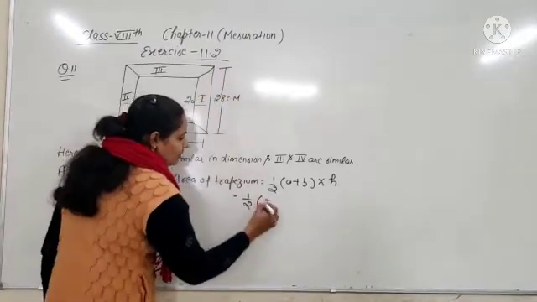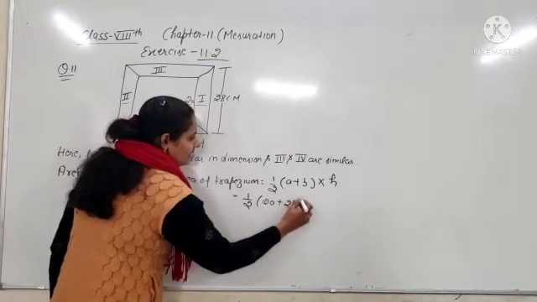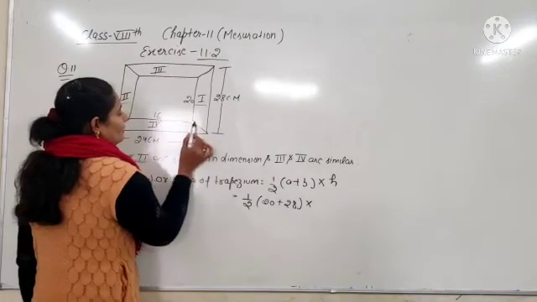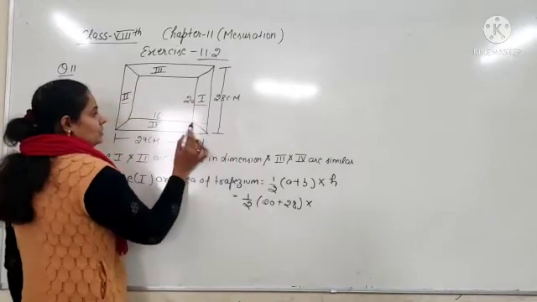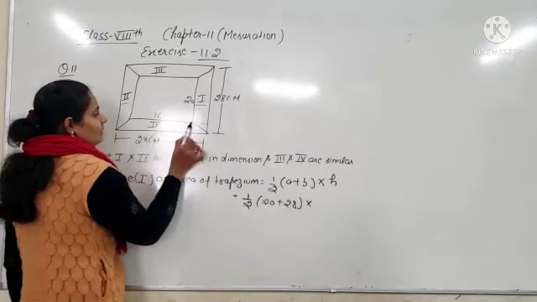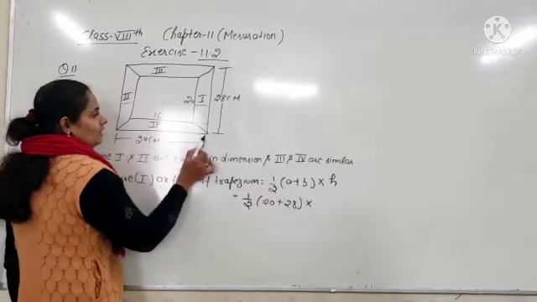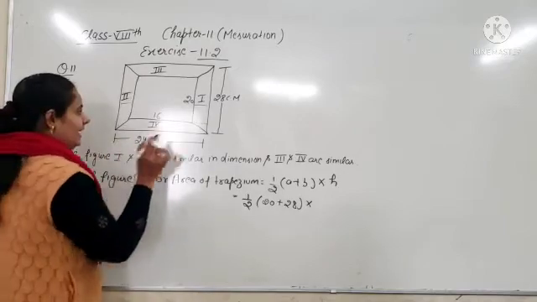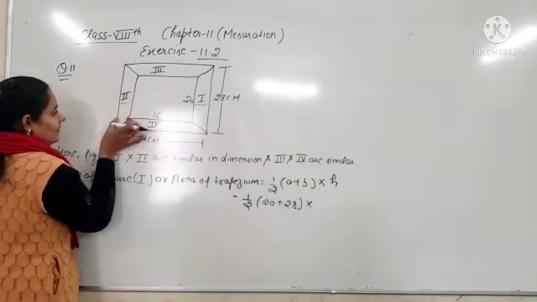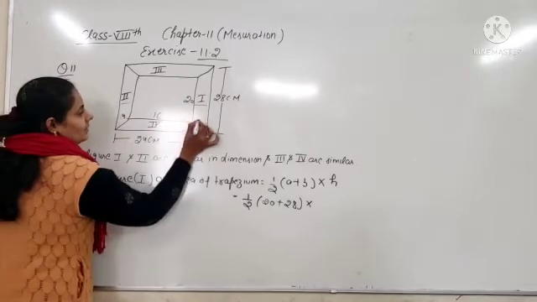Okay. So 1 by 2 into (20 plus 28) into height. Height means what will be the height? Height means this one, till here. Okay. From here to here this is 16 and from here to here this one is 24. So 24 minus 16, it will be 8. So 4 will be this one and 4 will be this one. This one will also be 4 and this one will also be 4.